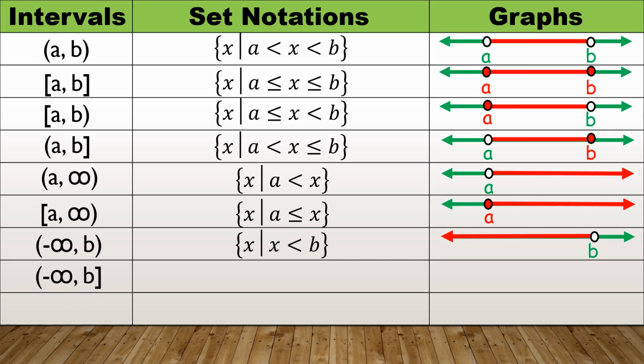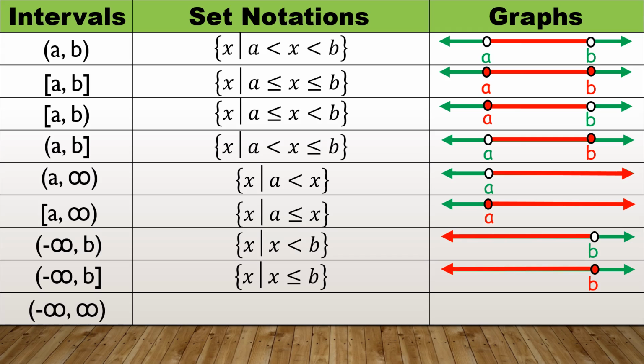And next, halos kamukha na una. But in this case, included si b. So, ayan yung set notations niya. Meron siyang equal sign. So, sa graphing, b is indicated in a shaded circle, and same shaded part.